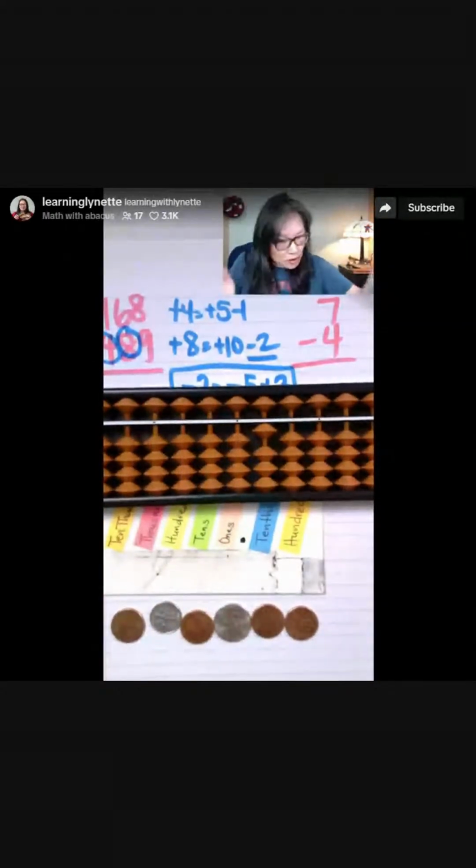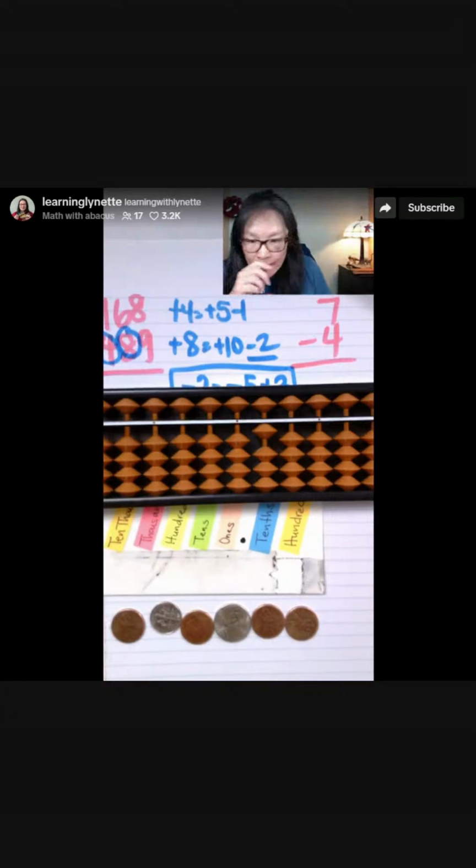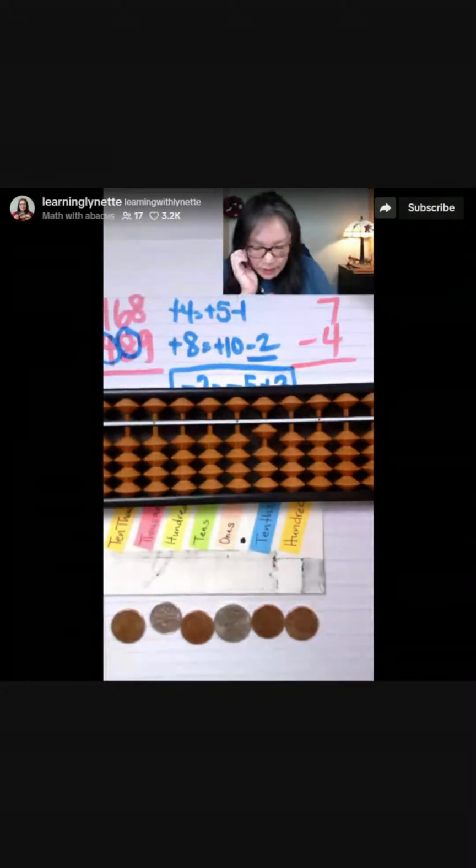Okay, how are we doing? So when we talk about place values, we can do 20, right? 20, 25.